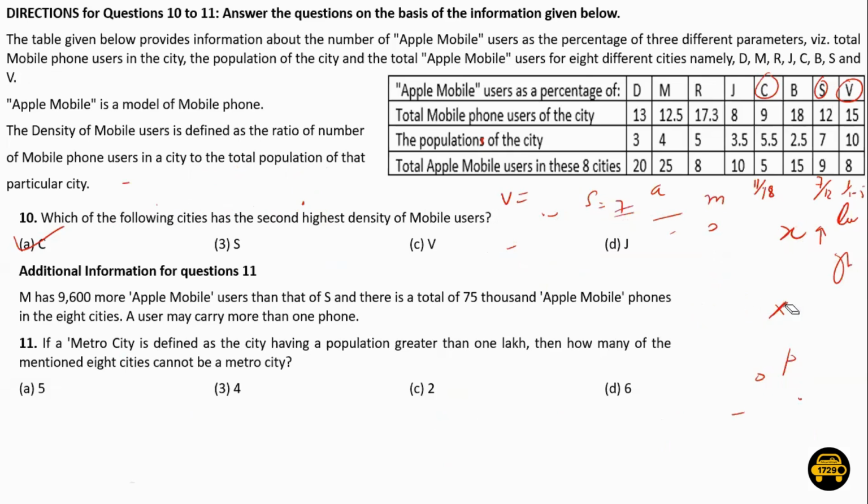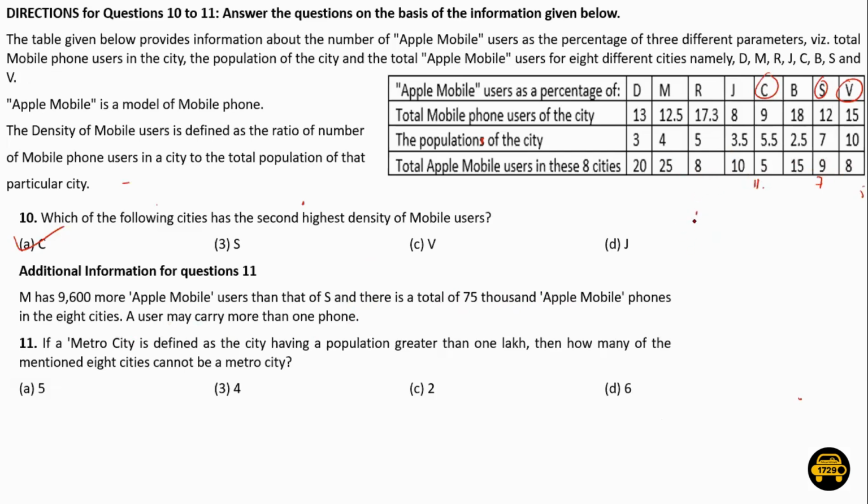So let's have a look at the additional information given here. What does the additional information say? It says M has 9600 more Apple mobile users than S. And there is a total of 75,000 Apple mobile phones in these 8 cities. Of course, a user may carry more than one phone. Okay. So let's see. M has 25% of the phones across these 8 cities, and S has 9% of the phones across these 8 cities. Phone users, in fact. Sorry.